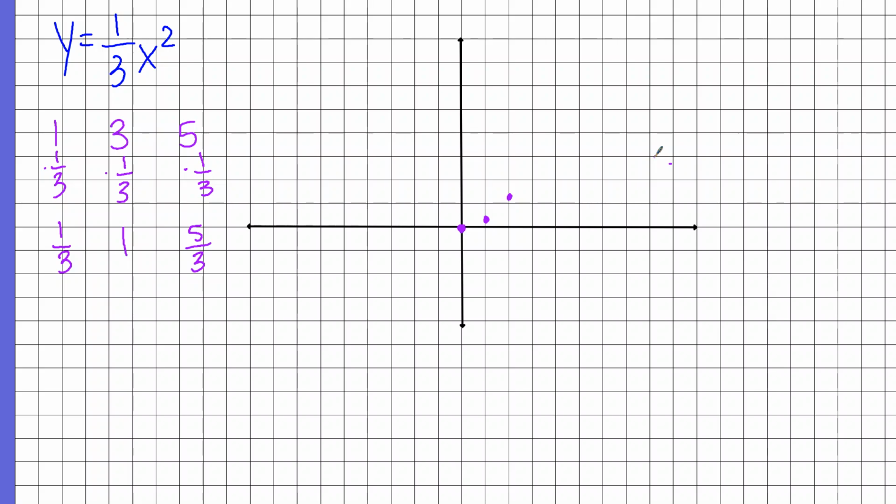So that was how to graph quadratics using that rate of change pattern, which is as x increases by 1, the y first jumps up by 1, then by 3, then by 5, and then every odd number after that.